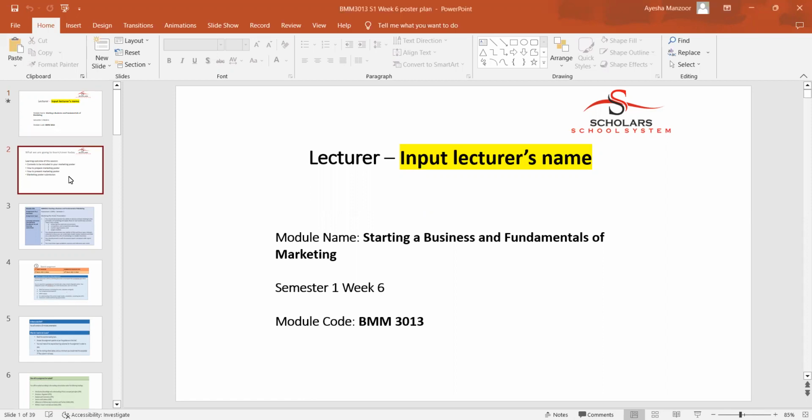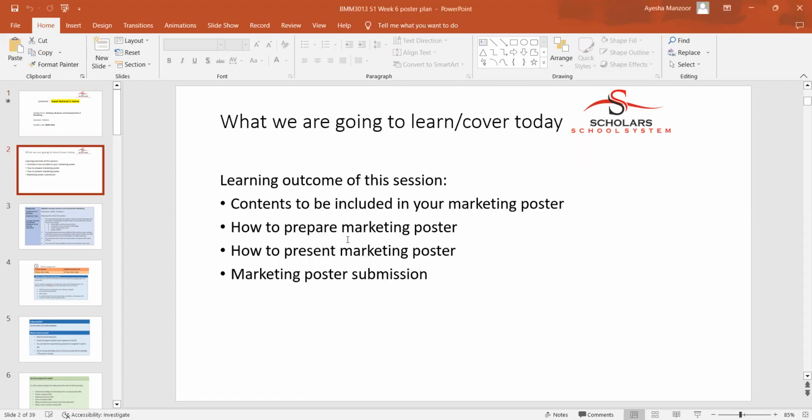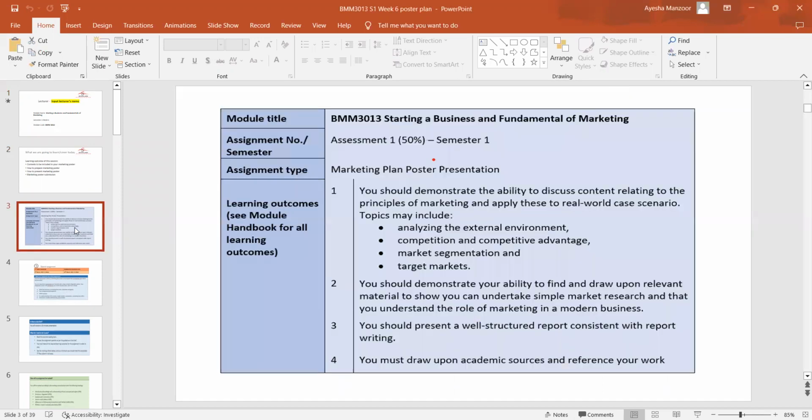In this session, particularly, we discussed the contents to be included in the marketing poster, how to prepare marketing posters, and how to present that marketing poster in class. The marketing poster submission date has also been discussed with the students. Here is the business and Fundamentals of Marketing assessment, where they are required to make marketing plan poster presentations, and these are the learning outcomes of the assessment.